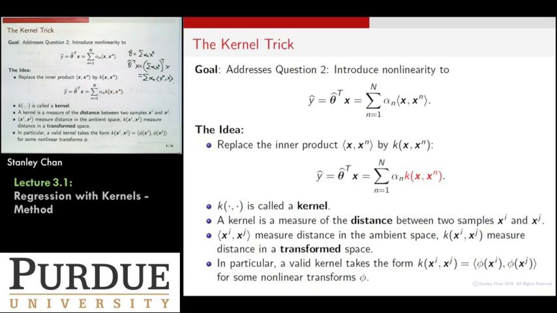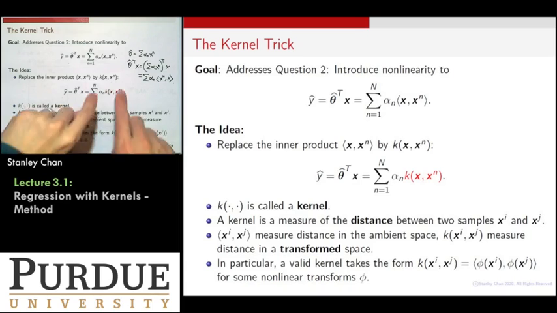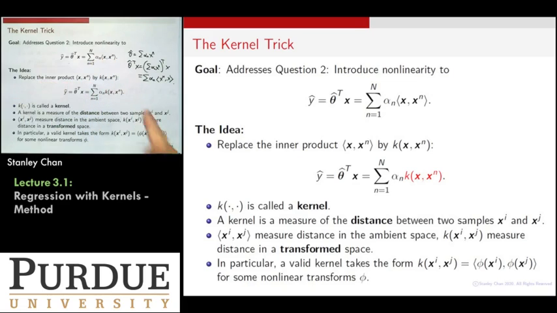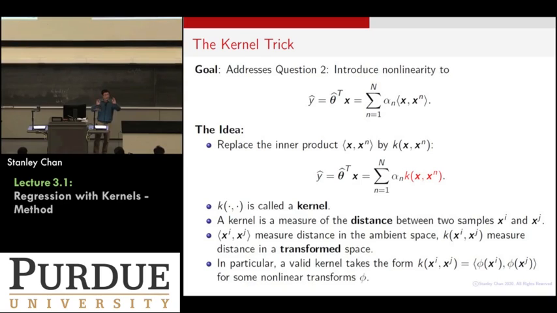So now the idea of the kernel trick is extremely simple. Look at this inner product and replace it by something else. This something else is denoted by a function called k of x and xn. This k is a function that takes two inputs, x and xn, and gives you some other number. This is called a kernel.